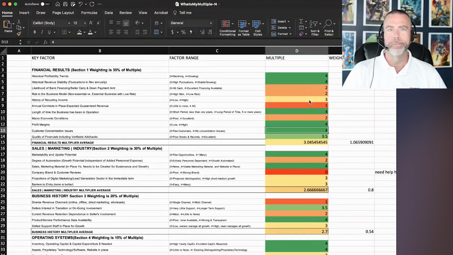Customer concentration, they don't have any customer concentration issue. They've got tens of thousands, hundreds of thousands of customers probably at this point. Give them a 4. Quality of financials, including verifiable add backs. Their books are pretty tight. They've got good bookkeeping. It's on QuickBooks. They've got a lot of personal add backs and personal expenditures in it. They're doing a lot of travel. They've got a lot of other miscellaneous expenses that are tax deductions, but not necessary to the business.